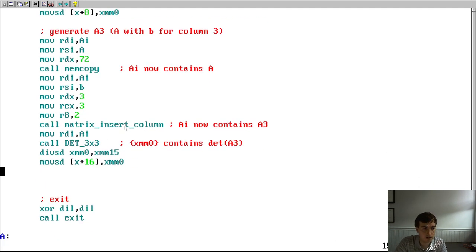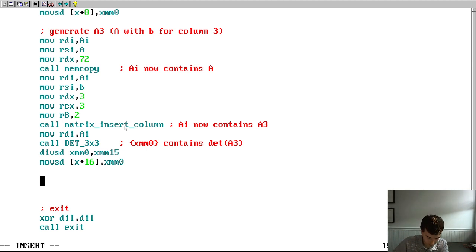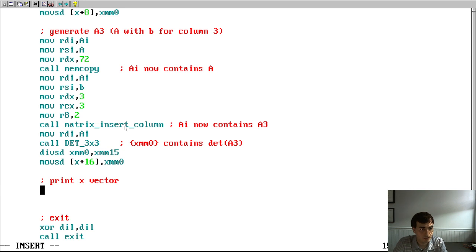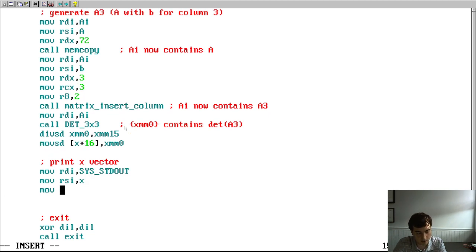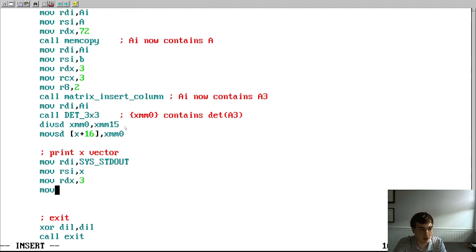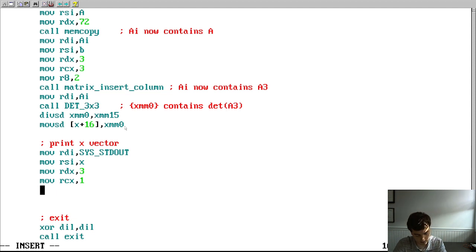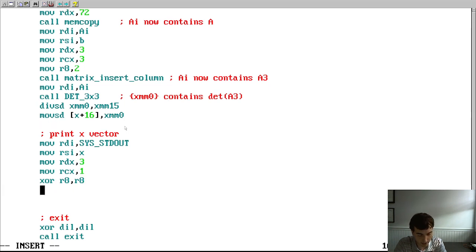So now we have to print out our results. To print out stuff, let's say print results, print X vector. So we move into RDI the solution vector address, then we move into our RDI the standard output, then the source is the X vector address. Move into RDX the number of rows, which was 3. RCX is number of columns, that's 1. What else is there? Oh, there's no extra offsets, so R8 is zero.